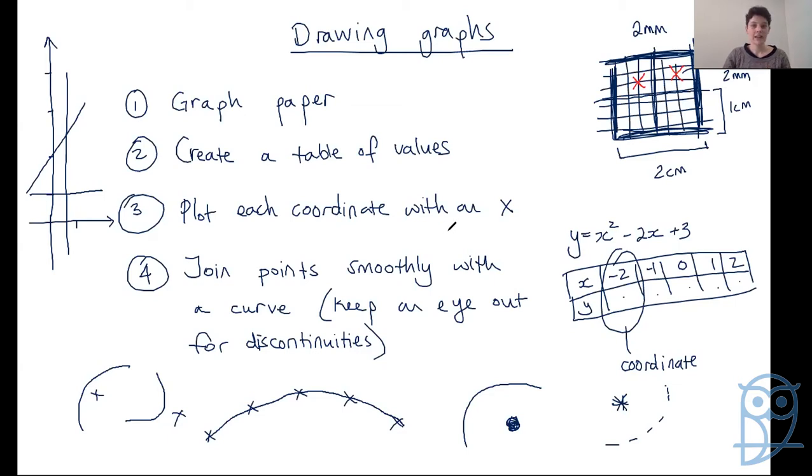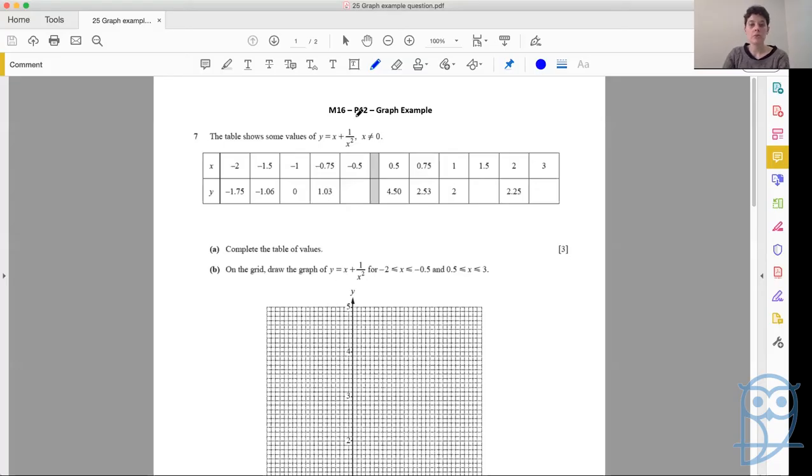So let us now head to our past paper and see what this all looks like in an actual question. This is from March 2016, paper 42. You will often find your graphs in paper 42, but do not decide that you're not going to learn them for your paper 2, because they can come up in paper 2 as well.